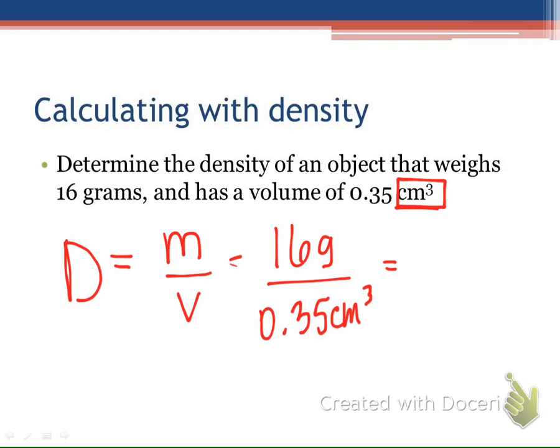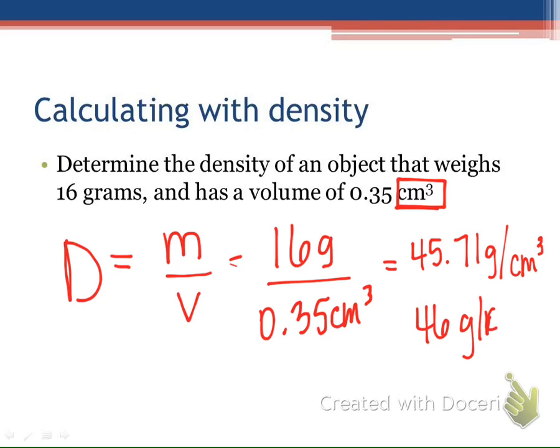All right. I had a raw answer of 45.71 grams per centimeters cubed. Does that have the correct number of sig figs? No. What should our final answer be with the correct number of significant figures? Our answer should have 2 sig figs, which means we're going to round up to 46 grams per centimeters cubed. All right, do we agree here?